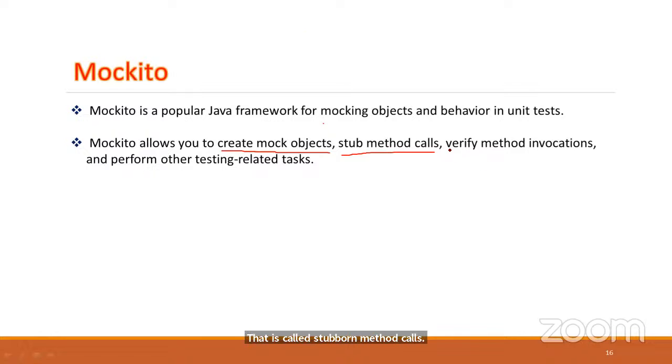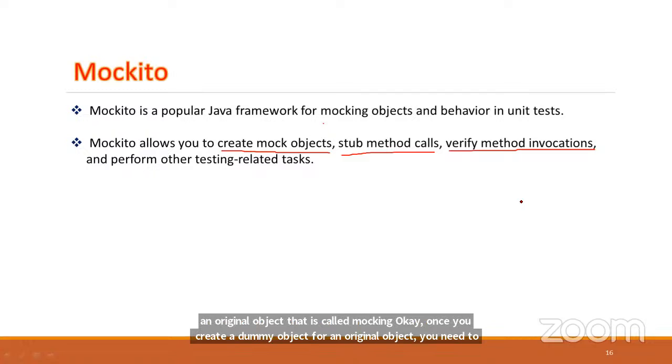Sometimes you need to have some void methods, sir. For the void kind of methods, you need to ensure whether that method has been invoked or not. You can do those things with the help of verify methods in Mockito. So Mockito is one of the popular Java frameworks for mocking an object. Mocking means creating a dummy object for an original object. Once you create a dummy object, you need to define the behavior of the method. That is called stubbing.